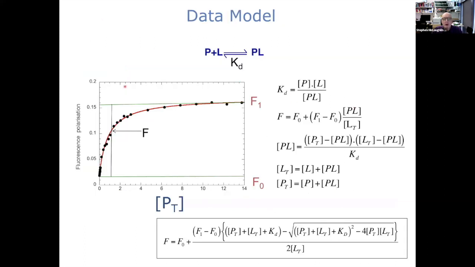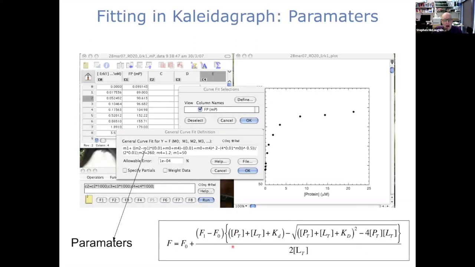And so here's a data model here. I won't go through the derivation. Go back to the fluorescence spectroscopy lecture I gave, and you can go through this. But essentially, this is the data model here. And in Kaleidograph, we can put this data model into these parameters here, which is called the M. We can input the values that we know. In this case, this is the total ligand concentration.